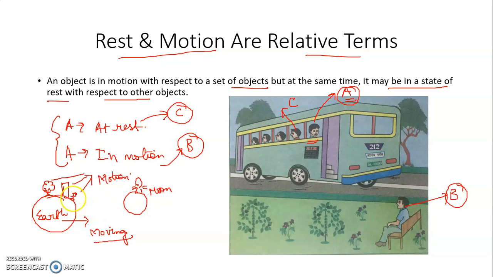But if you ask this man whether the building is in motion or at rest, whether the tree is at rest or motion, what will this man say? He will say that the tree and the building, they all are at rest. So the same object is at rest with respect to one person, and with respect to another person it is in motion, and that is why we can say that rest and motion are relative terms. I hope it is clear to you all.